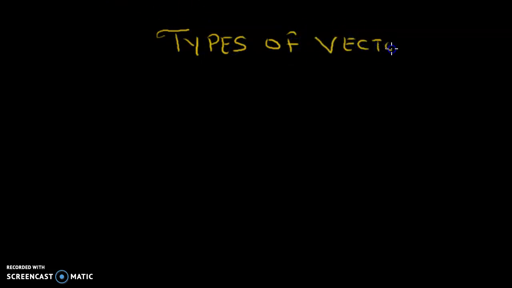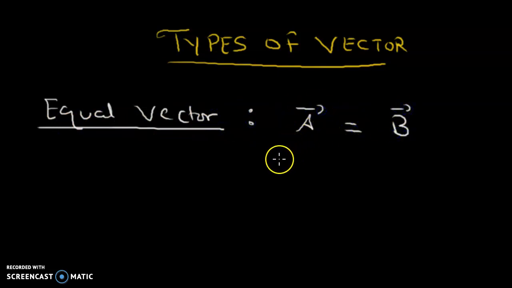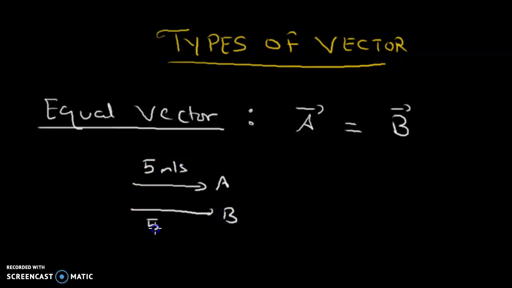Before addition of vector, I'll just give you a small talk over the types of vector. So types of vector. First type is equal vector. If I say two vectors are equal, say vector A is equal to vector B, they have to be the same direction and same magnitude. So A is this, B is this, both magnitudes are 5 meter per second, and both are pointing towards east. Then I can call them equal vectors.